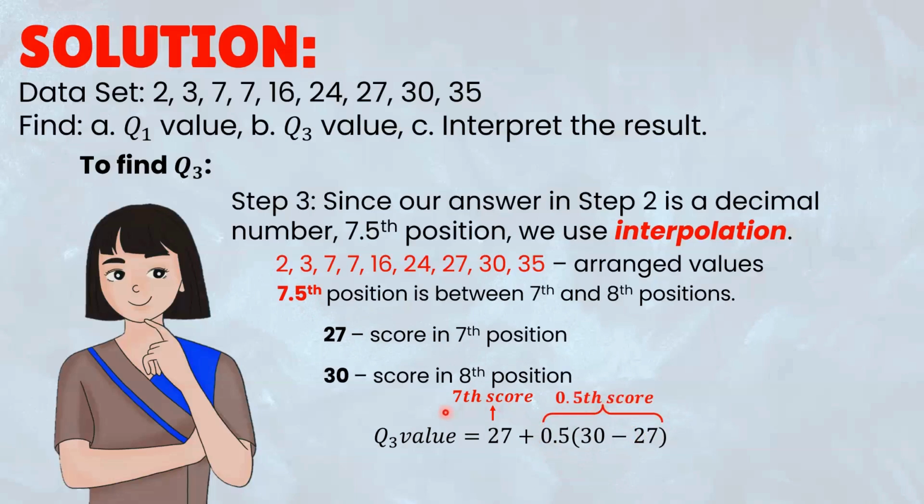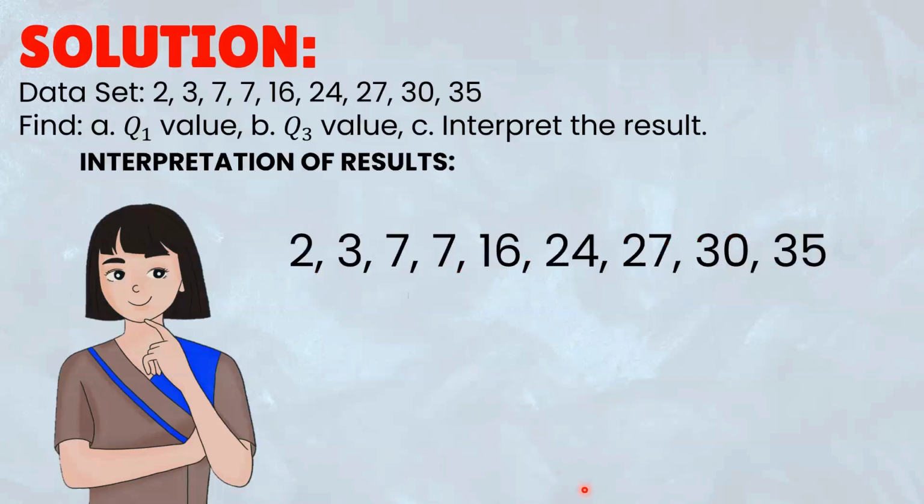So if we add the 7th score and the 0.5 score, that will give us the 7.5 score, which corresponds to the 7.5 position. So we perform the process. 27 plus 30 minus 27 is 3 times 0.5, that gives us 1.5. So we add the numbers, we get the Q3 value, which is 28.5.